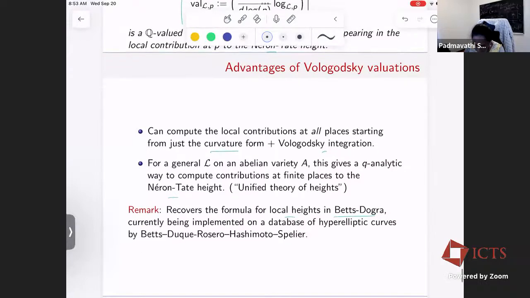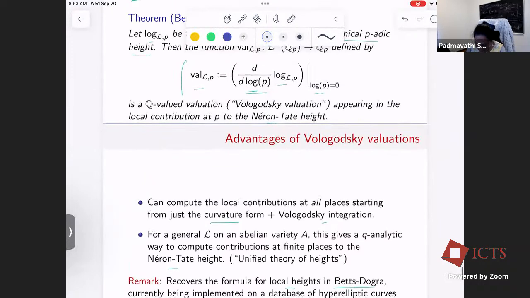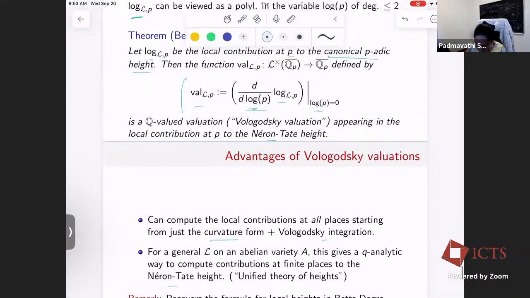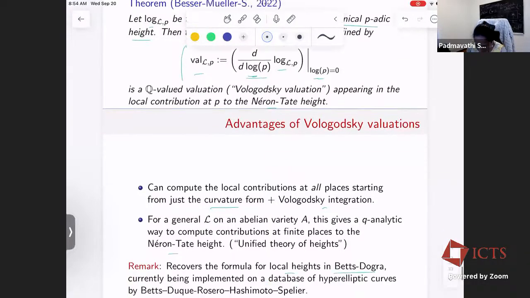And we recover the same. This is work in progress, but we show that we can write down explicit formulas for these Vologodsky evaluations. Actually, you don't need to evaluate this Vologodsky integral all the way. You just need very minimal information about what these Vologodsky integrals look like to tease out the values of these Vologodsky evaluations.